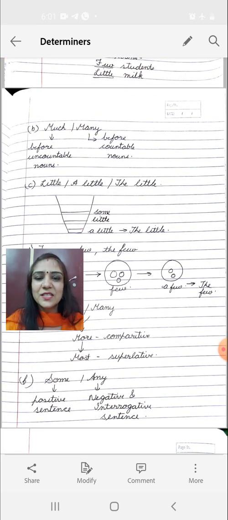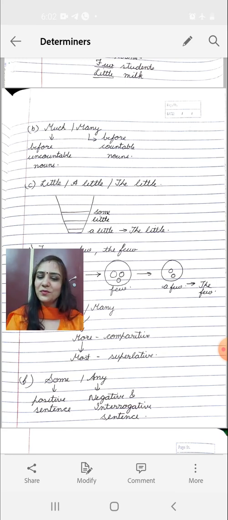The same difference is between much and many. Much is used before uncountable nouns and many is used before countable nouns. Like I'll say much money. Same way, and many, I'll use it when many students were there. Then many numbers were there. Like that we'll use. So whichever noun is countable, we'll use many. Whichever is uncountable, we'll use much.